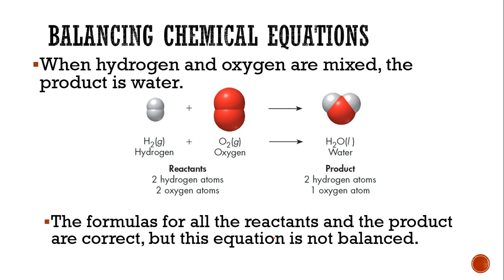However, when hydrogen and oxygen gas are mixed, the product is water. Here on the reactant side, I have 2 hydrogen and 2 oxygen, but on the product side, I have 2 hydrogen and 1 oxygen. Notice here that the oxygens are off. The formulas for all the reactants and products are correct, but this is not considered to be balanced because oxygen is off.